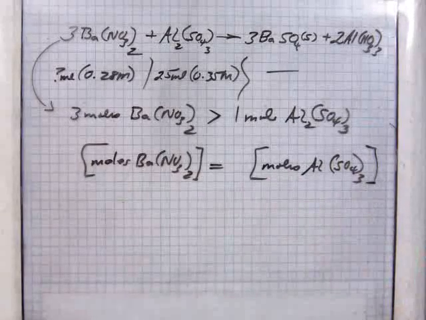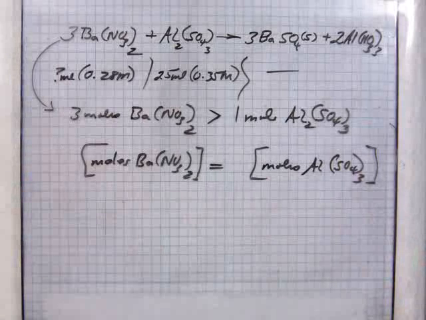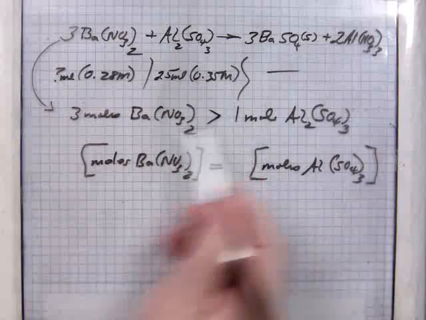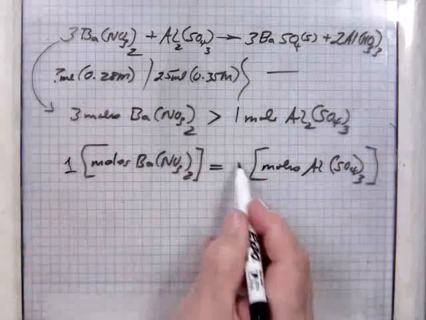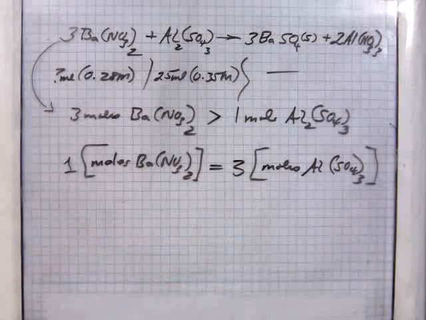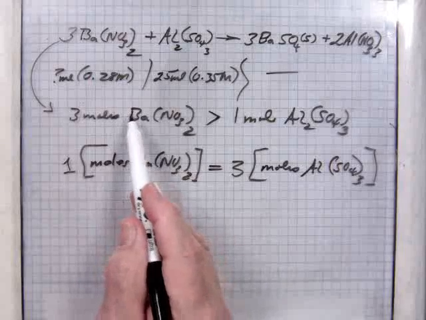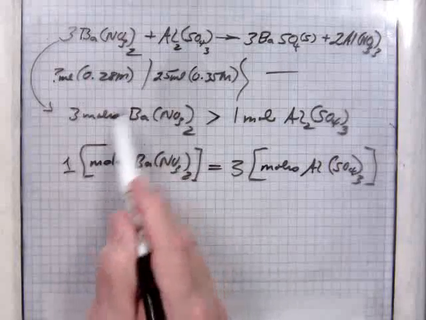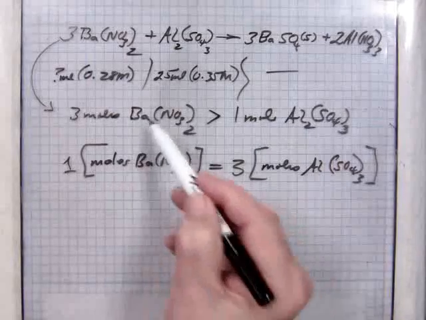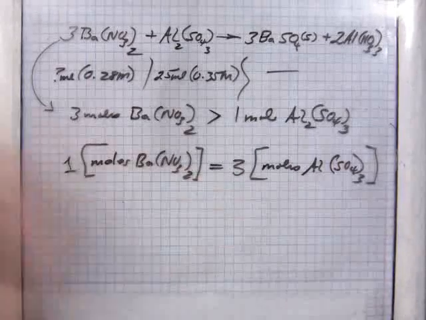How would I go about this? I can swap the coefficients. Put a 1 over here and 3 over here. Think about that. It may be skewing your brain a little bit. But right now, this is 3 times larger than barium nitrate than aluminum sulfate, right?